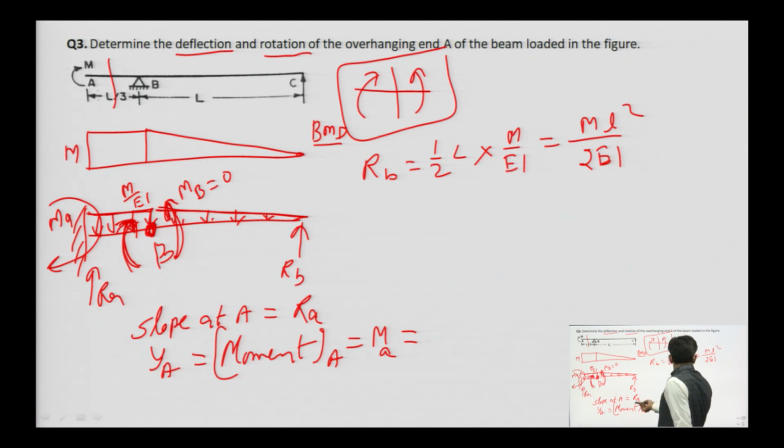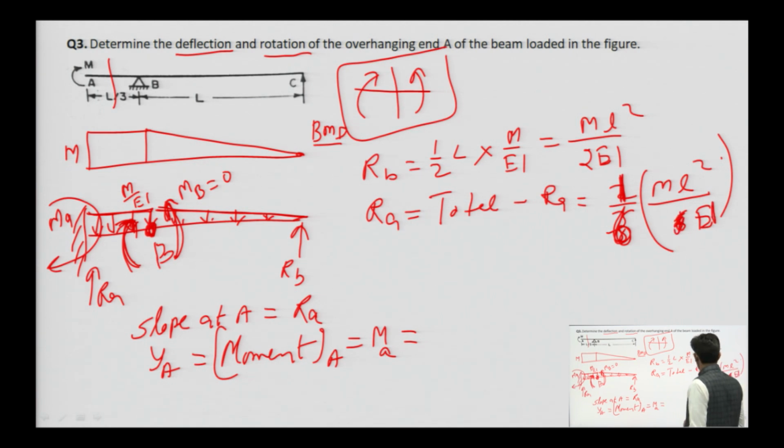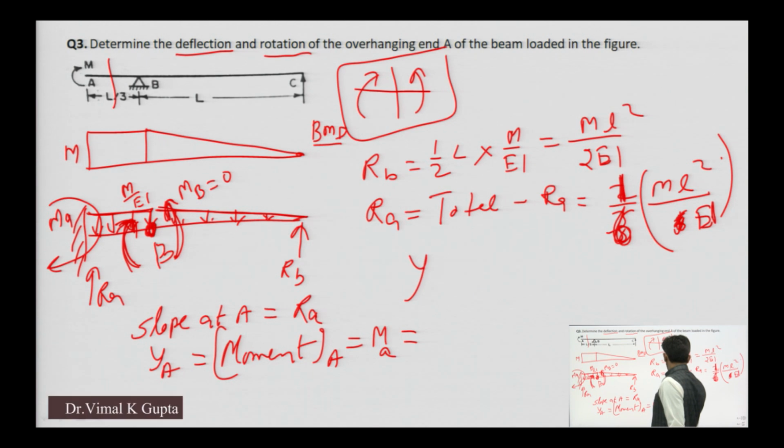So the slope at A. This is RB. The value of RA will be the total load minus RB, and you can calculate it as 2 by 3 times of ML upon EI, minus ML square by 2EI, which is ML square by 6EI, that you will know. Similarly, Y can be calculated as 2 by 3 ML by EI.